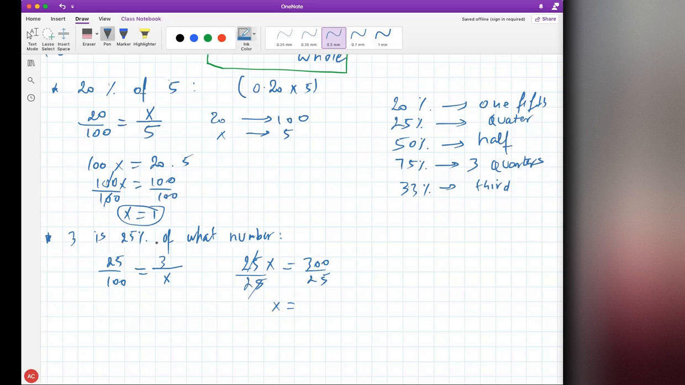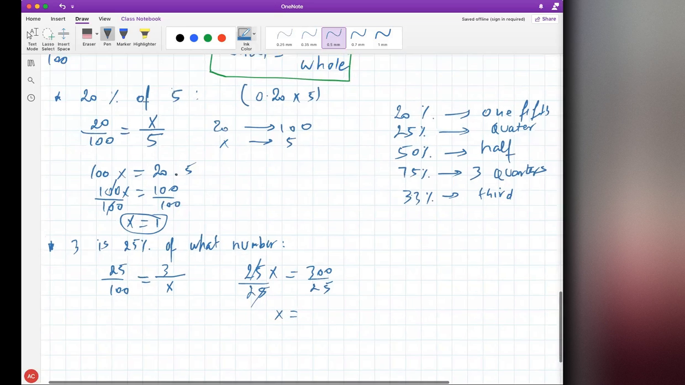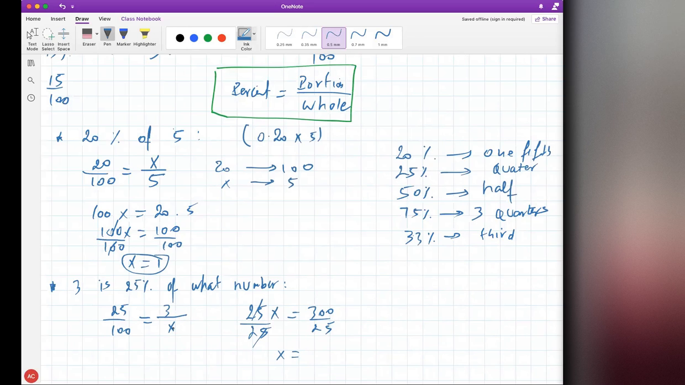Okay, so again, we're missing the whole here. Here we're missing the portion. Here the whole is missing. 3 is 25% of what number? We don't know that whole number. That's why it's important to understand the question before we put the x. This is straightforward, 20% of 5. But this is basically backwards. We do have the percent, we do have the smaller number. 3 is 25% of what number? Meaning the whole. We don't know the whole. So that's why we put the x here.